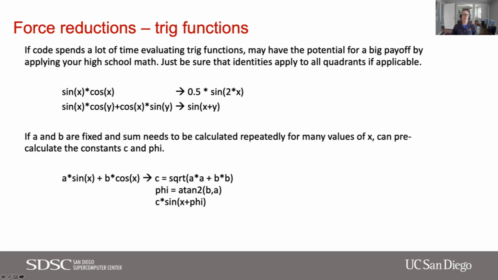A place where you might find a more common use for strength reduction is with trig functions. So go back to your high school math. If you have code that does a lot of trigonometry, see if there are ways that you could rewrite it. For example, sine x times cosine x is equivalent to 1/2 times the sine of 2x. And sine x cosine y plus cosine x sine y is equivalent to sine of (x+y).